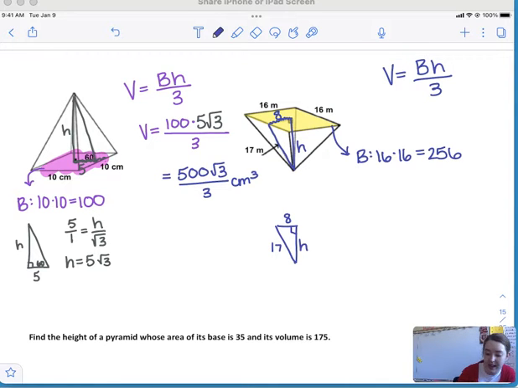We're going to have to use the Pythagorean Theorem. So across from the right angle, 17 is my hypotenuse. So we've got 8 squared plus x squared equals 17 squared. If we put 17 squared minus 8 squared into our calculator, we're going to get 225. Then we'll take the square root of both sides and get 15 for that height. So this piece right here is going to be 15.